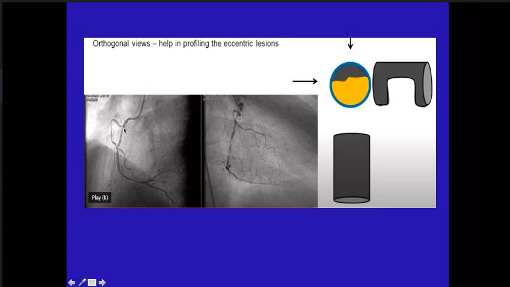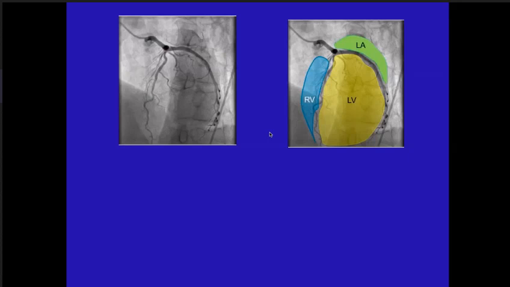So the same lesion in two different views may look different. Get my point? Remember, this is a RAO view. This is RAO view. And this is LAO view. So the same lesion in two views may look quite different. In one view, very tight. In another view, not so tight. So you need orthogonal views in mixing.